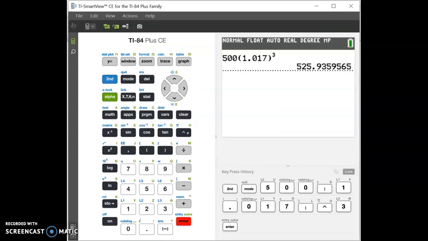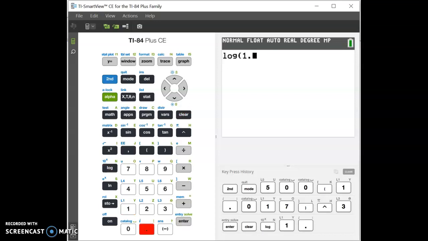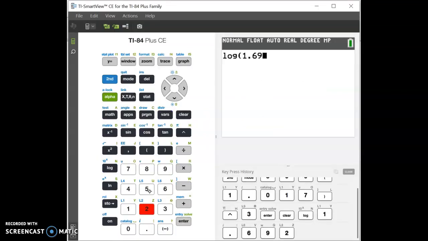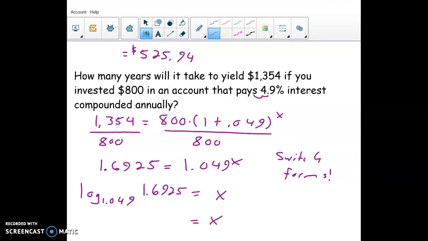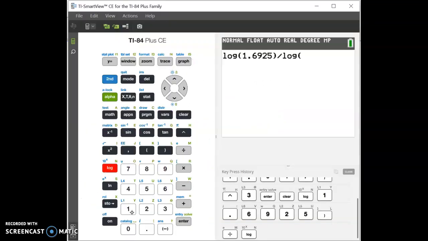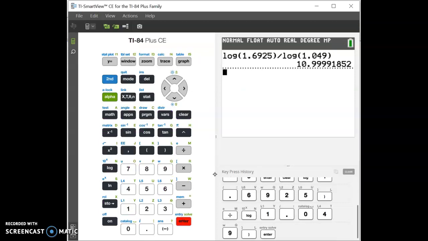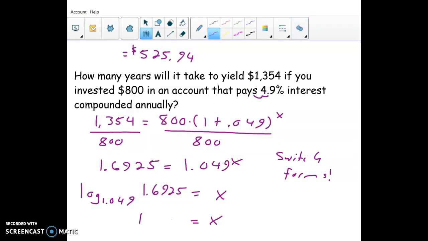So I'm going to do, let's see, the log of 1.6925 divided by log, and then my other number was 1.049. Okay, and then enter. And so that looks like if we round it, that's going to be like 11 years. Okay, so basically it's going to take us 11 years to get to that amount that we want.